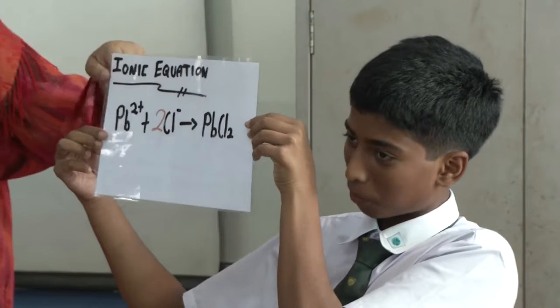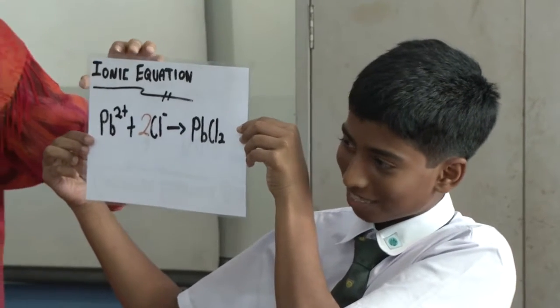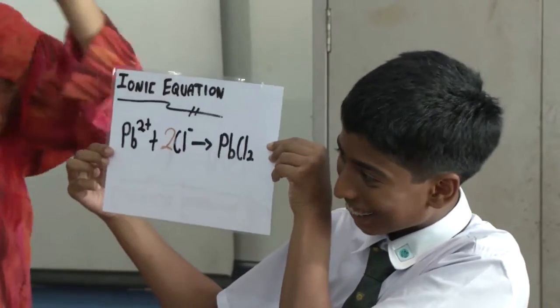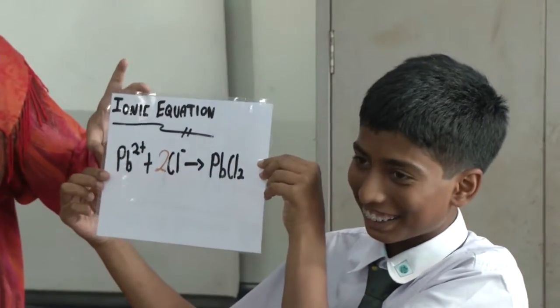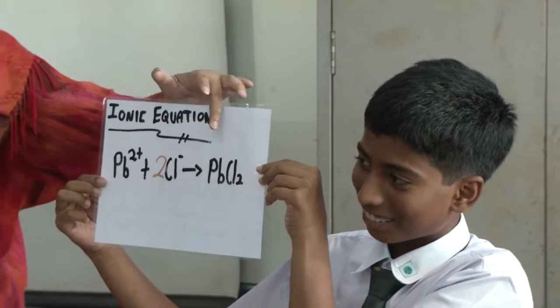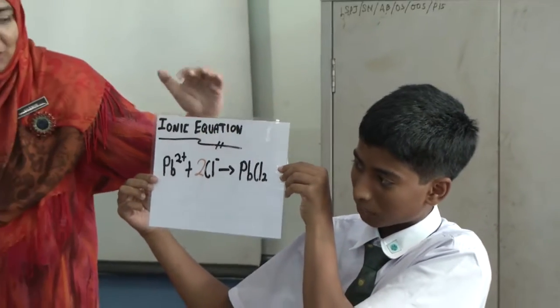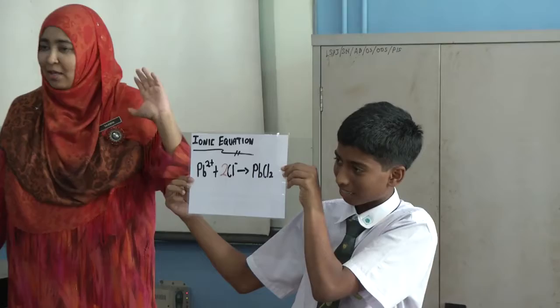Okay, then the ionic equation. Not bad, huh? He has this flip system. Ionic equation: Pb2+ plus 2Cl-, arrow, PbCl2. So this is also correct. Okay, so thank you. Alright, we've come to the last part for today.